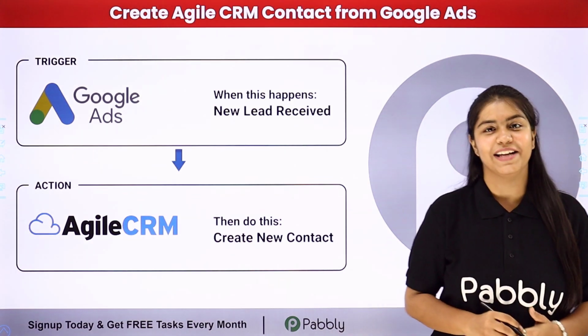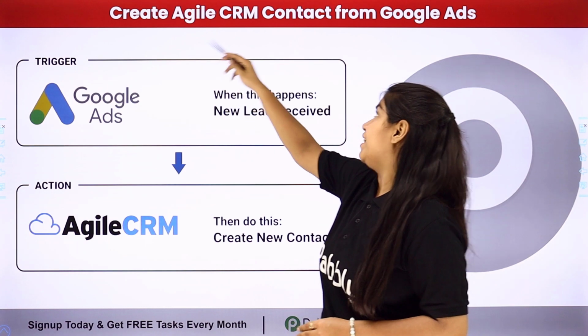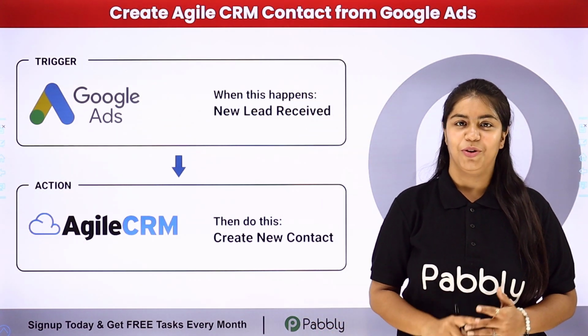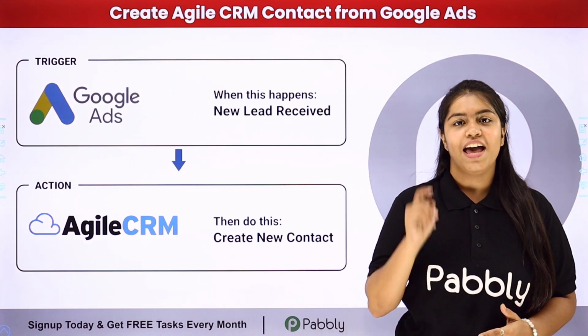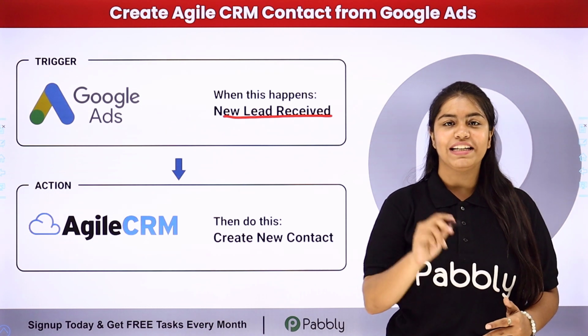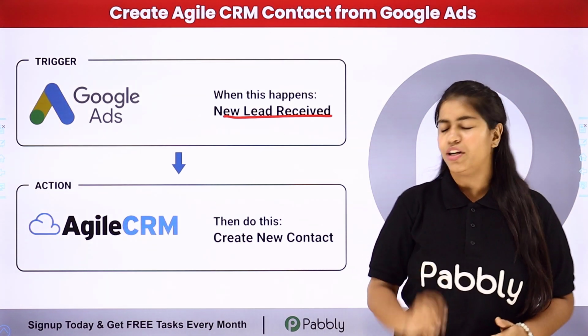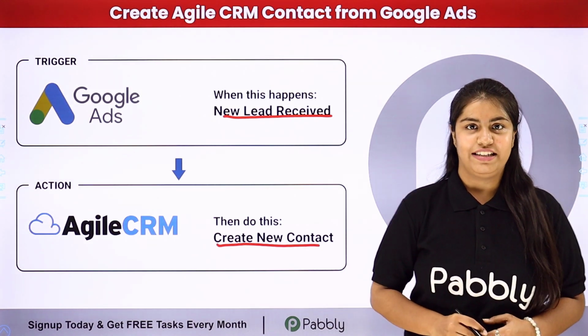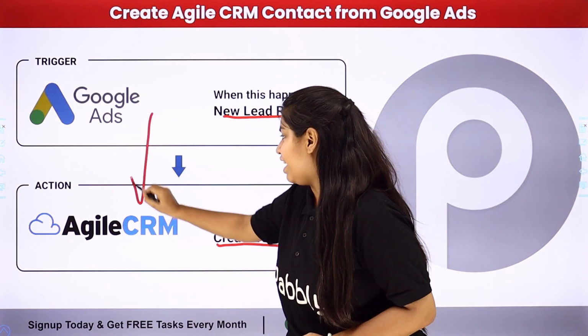The title of our today's video is How to Create Agile CRM Contact from Google Ads. So I am running a business, and to promote my business I am using Google Ads, and I wish that as soon as a new lead is received in my Google Ads, automatically with the help of that details, a new contact should be created in my Agile CRM too. For this we are going to create an integration between Google Ads and Agile CRM.